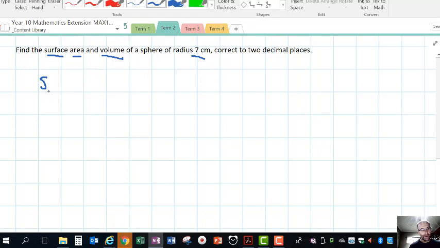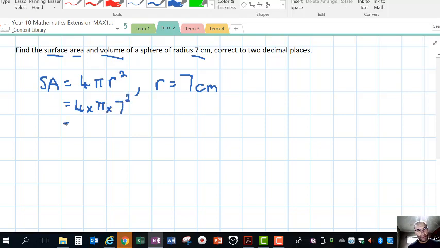So surface area, write our formula down, is 4 times pi r squared, where r equals 7. And substitution, and calculation. So we get 615.75 centimeters squared being a surface area.